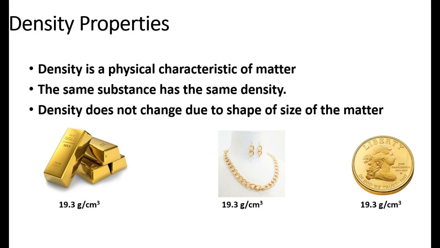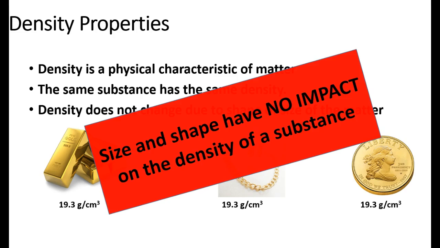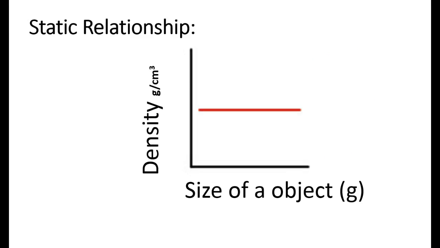So gold has a trademark density. It describes gold. But if I were to take that gold necklace and break it in half, it's still gold. So it would still have the density of 19.3 grams per centimeter cubed. So it's really important to remember that the size and shape of the object have no impact on the density of the substance. Okay, it's a physical trait to describe something. So that would create a static relationship when you're comparing the size of an object to the density of the object. No matter what the size, the density would stay the same. So no matter how much gold you had, it would still have a density of 19.3 grams per centimeter cubed.